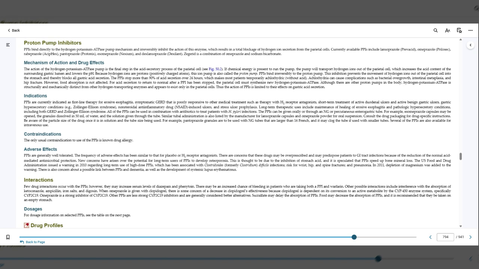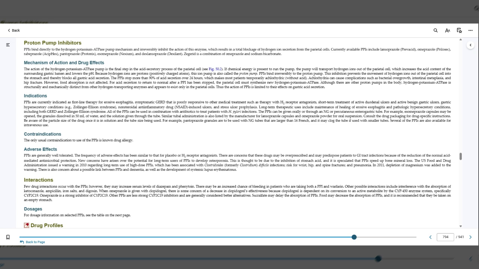And the contraindications would be drug allergies, and there are a few adverse effects. They're usually well tolerated, but some of the adverse effects can predispose patients to GI tract infections. So keep that in mind with that one. PPIs also speed up bone mineral loss, so there's a warning to watch that with individuals specifically who are at risk for hip, wrist, and spine fracture. That would be my big one.